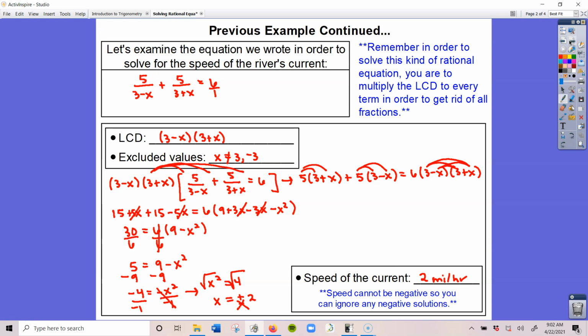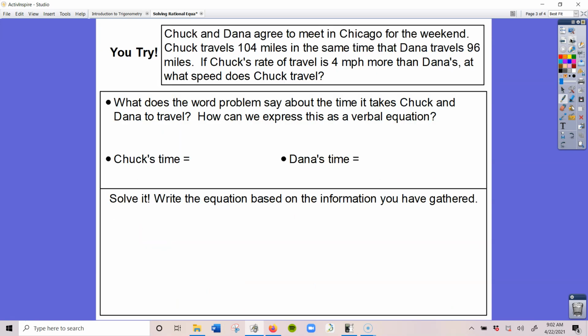Let's look at another example. We have here that Chuck and Dana agreed to meet in Chicago for the weekend. Chuck travels 104 miles in the same time that Dana travels 96 miles. If Chuck's rate of travel is 4 miles per hour more than Dana's, at what speed does Chuck travel? So first of all, let's define our variable. We're trying to solve here for Chuck's speed. So that's what x is going to equal, just so that we can keep that in mind.